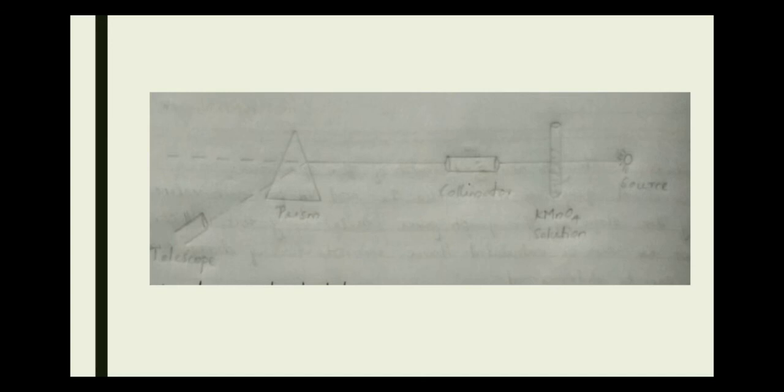This is the experimental setup for the experiment. That is, there is a source, a KMnO4 solution and the spectrometer with the prism on the prism table, then a telescope and a scale. Using this setup we can find the wavelengths of the absorption spectrum of KMnO4.